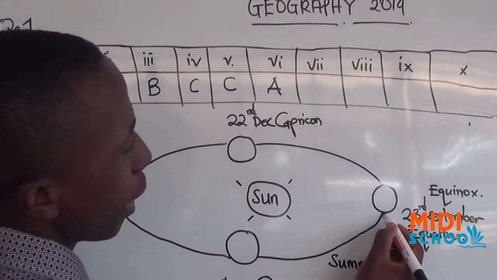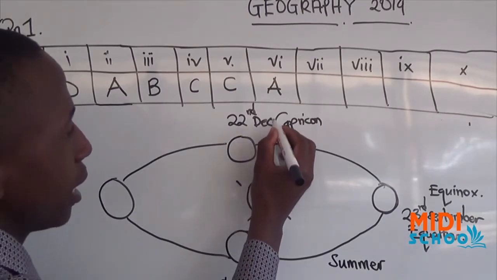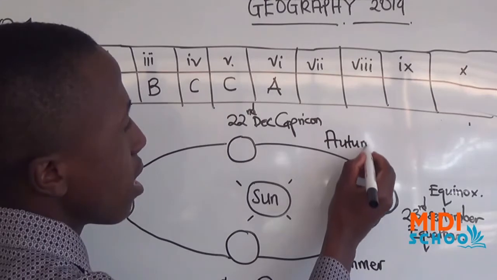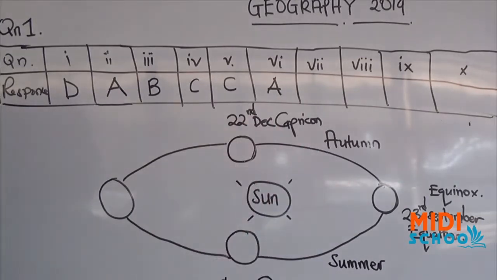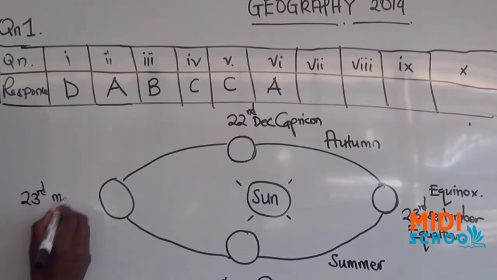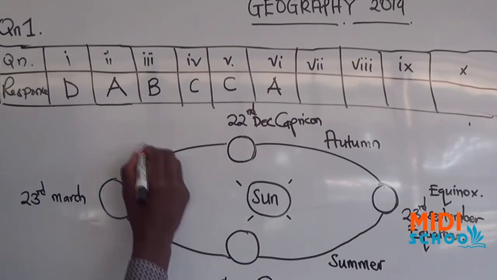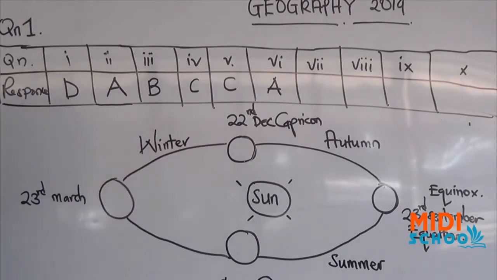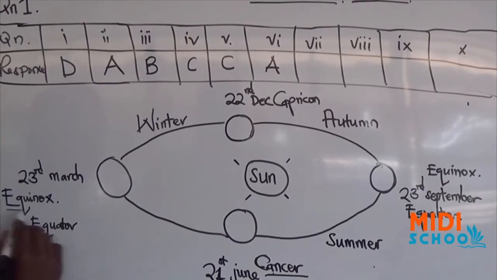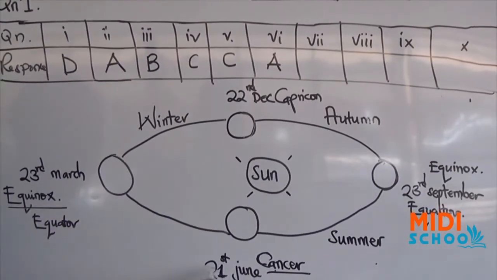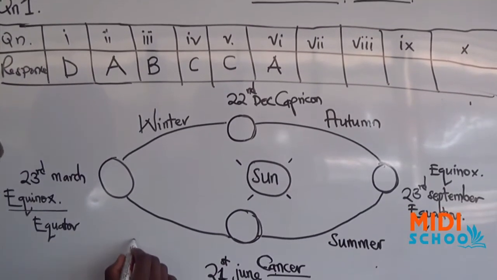And the season from the equator to the Tropic of Capricorn will be autumn. But from 22nd of December, from the Tropic of Capricorn, as the earth continues revolving around the sun, it will come to 23rd of March. And the season here will be winter. And here again, it will be equinox at the equator. And then from 23rd March back to 23rd June in the Tropic of Cancer, we'll have the spring season.